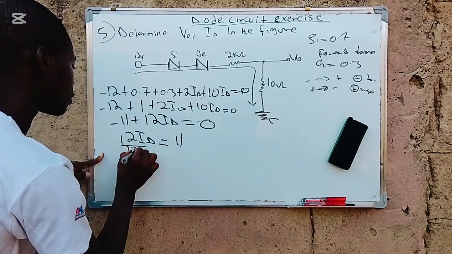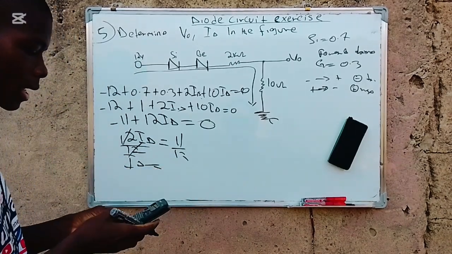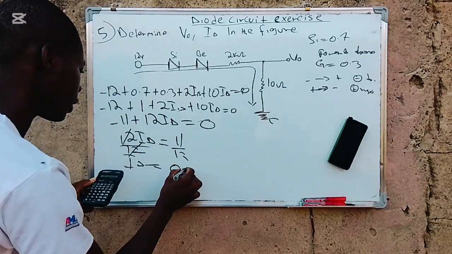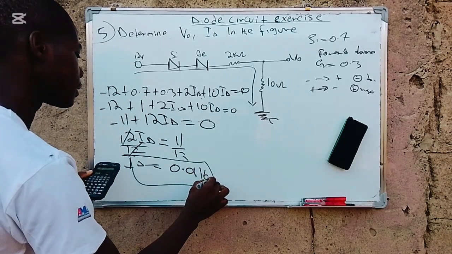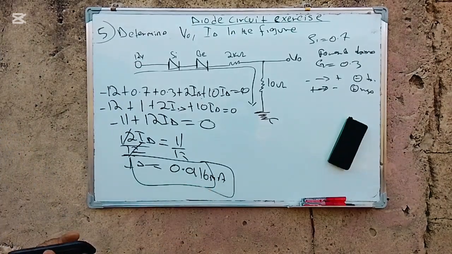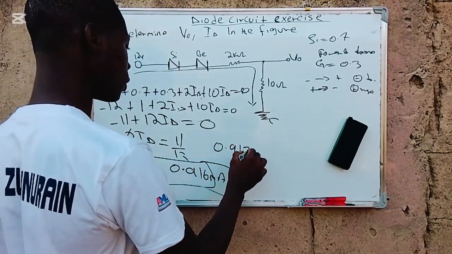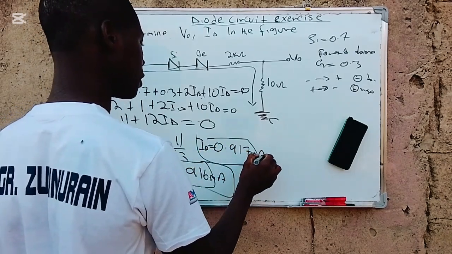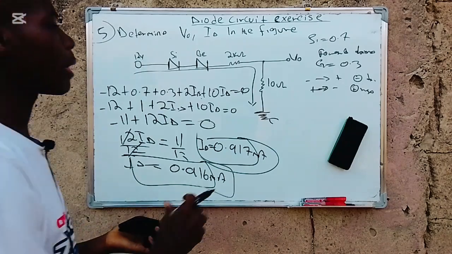Divide both sides by 12. 12 cancels 12. The value of ID should now be equal to 11 divided by 12, which gives 0.917 milliamps, because of this kilo, so I have to put milliamps. You can put 0.917 approximately. So ID is equal to 0.917 milliamps.